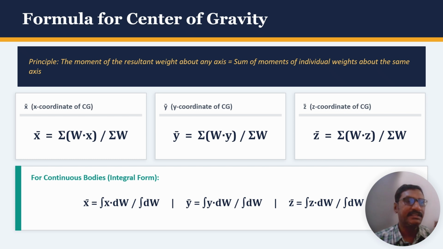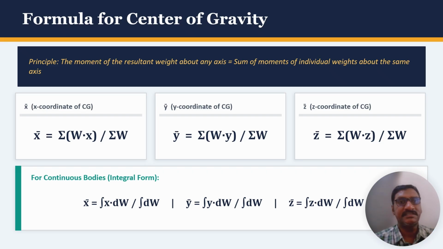The quantities sigma Ai xi and sigma Ai yi are called the first moments of area about the y-axis and x-axis respectively. For continuous bodies where we cannot discretize into finite particles, we use the integral form: x bar equals integral x dA divided by integral dA, y bar equals integral y dA divided by integral dA. This integral form is used when deriving the centroid of curved shapes like semicircles and parabolic areas from first principles.